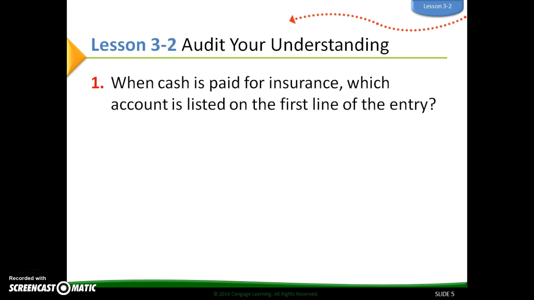So to audit our understanding, when cash is paid for insurance, which account is listed on the first line of the entry? We want to be thinking about the 2 accounts that are going to be impacted here, and we want to identify the account that's going to be the debit side of the transaction. Second, when supplies are bought on account, which account is listed first on the first line of the entry? So we want to be thinking about the 2 pieces of the transaction, supplies and on account, and then let's go ahead and make sure we understand which one is going to be the debit.